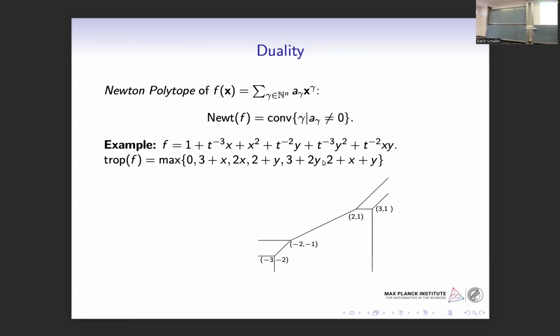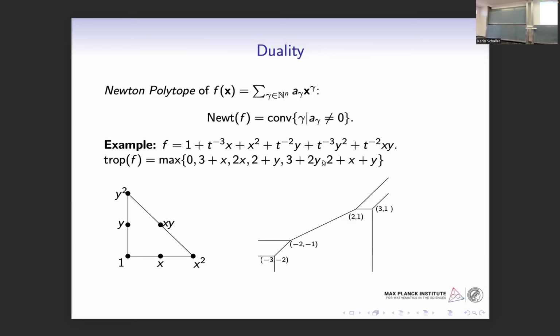Okay, so now to the duality. So let's write down the Newton polytope for this polynomial. I put in a lattice point for each of the exponent vectors. So I have 0, 0. For x, I get 1, 0. For x squared, I get 2, 0. Xy gives me 1, 1. And so take the convex hull. This is my Newton polytope.